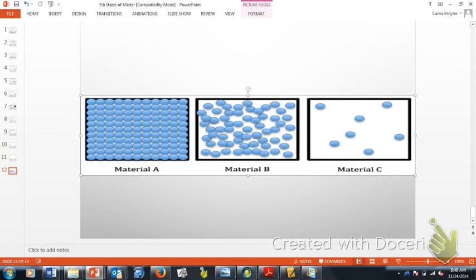Now, for the last thing that I want you to do with this picture, you have 3 different materials here with material A, B, and C. I want you to locate the picture that looks most like that of a gas, and I want you to write a letter G over that picture with that material. For the one that most looks like a solid, I want you to write a letter S over the picture that shows a solid. And for the picture and the material that looks like a liquid, I want you to write a letter L over that picture. And this is the end for the fun sheet on 9.6.